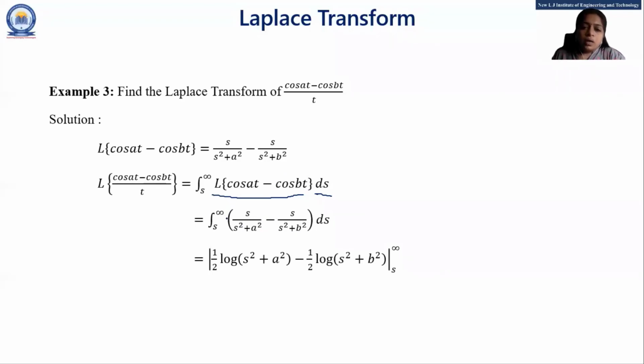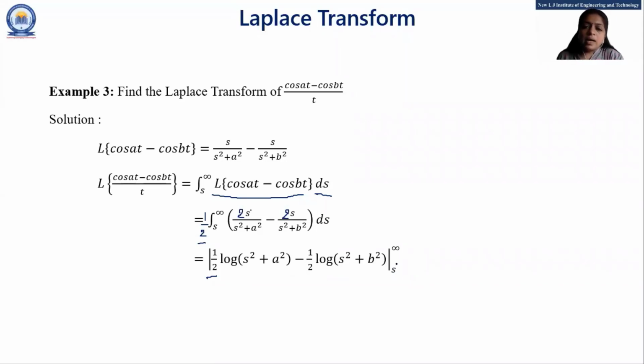Now, for integration of s upon s square plus a square, if I multiply and divide by 2, then the derivative of the denominator is in the numerator now, right? So the 1/2. Now the integration of this term is log of s square plus a square, and this 1/2 is here. Again, the derivative of the denominator is in the numerator. So 1/2 log s square plus b square, and the limits are s to infinity.